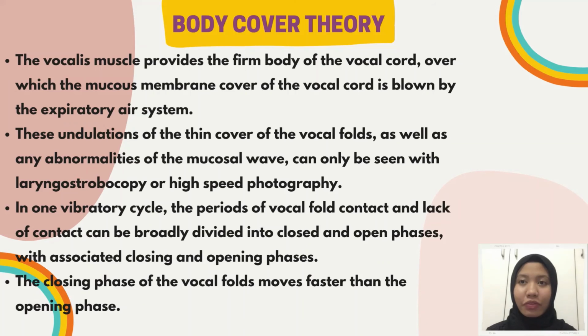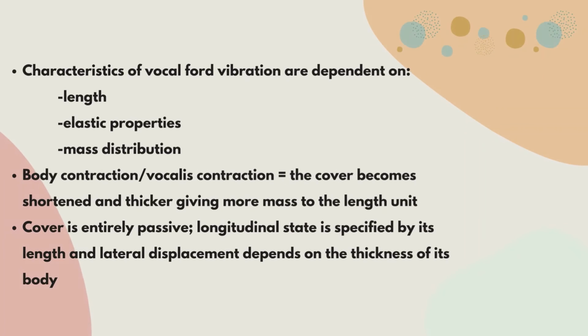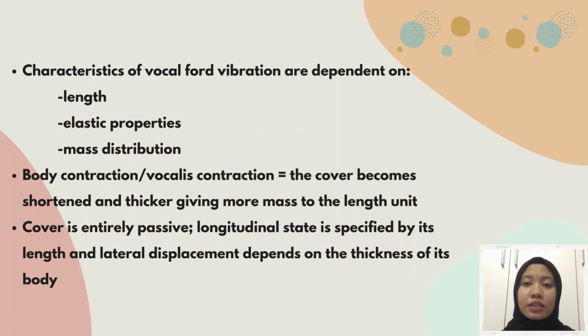Next is the detail for the body cover theory. The vocalis muscle provides the firm body of the vocal cord, over which the mucous membrane cover of the vocal cord is blown by the expiratory air system. In one vibratory cycle, the periods of vocal fold contact and lack of contact can be broadly divided into closed and open phases. The closing phase of the vocal folds moves faster than the opening phase. Characteristics of vocal fold vibration are dependent on length, elastic properties, and mass distribution. For the body contraction, the cover becomes shorter and thicker, giving more mass per length unit. The cover is entirely passive. Longitudinal state is specified by its length, and lateral displacement depends on the thickness of its body.